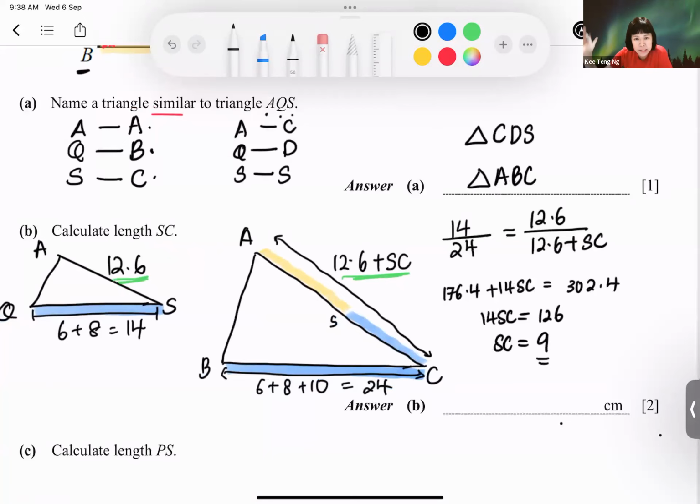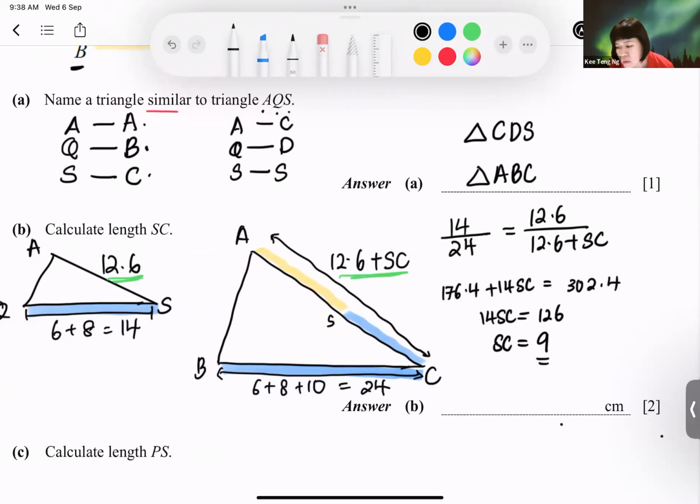Anyone manage to get the answer from the equation? Do you understand what's happening? Maybe you can give me a reaction, a tick, or whichever. Okay, do you get it correct? Okay. No. Yes. Okay, good. So now let's move on. We've found SC already.